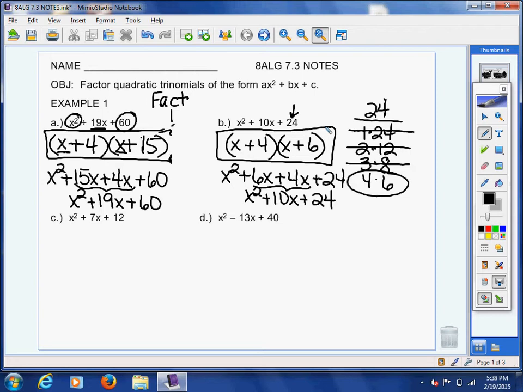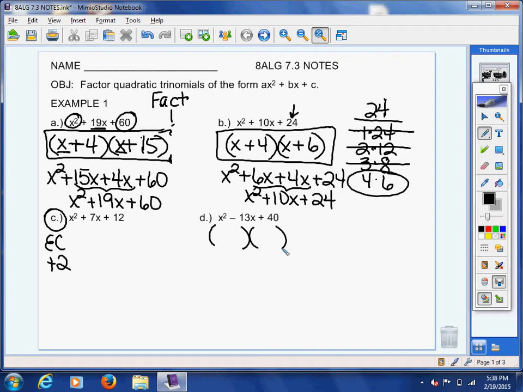Okay? I'm going to leave C for you. So there's extra credit for you, care of me. And I'm going to do D because there is a negative sign in there and I don't want you confused and not knowing what to do. So what we're looking for are factors of positive 40 whose sum, they add up to be negative 13 right there in the middle.